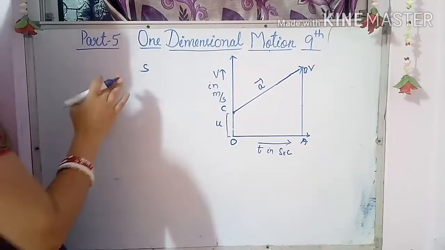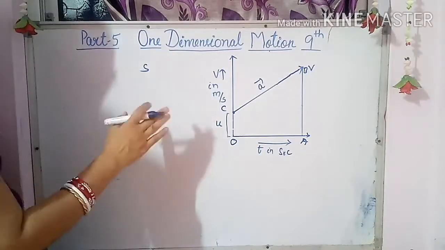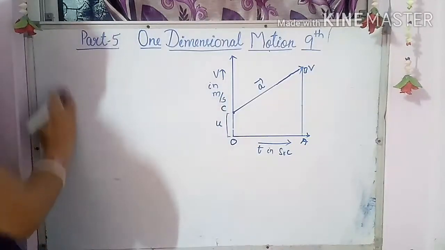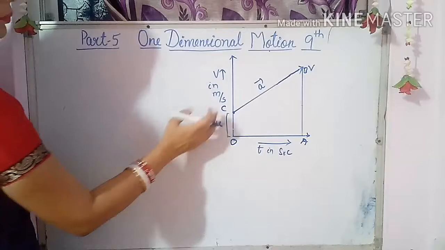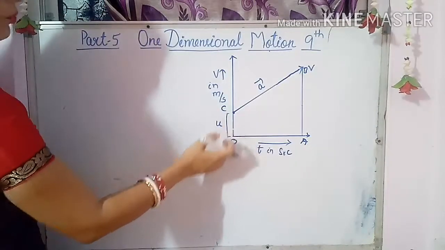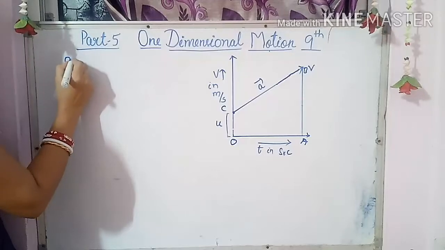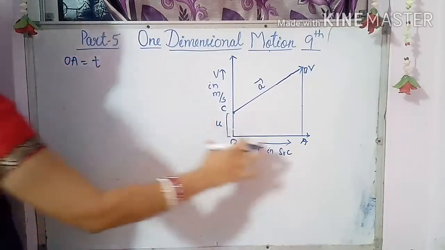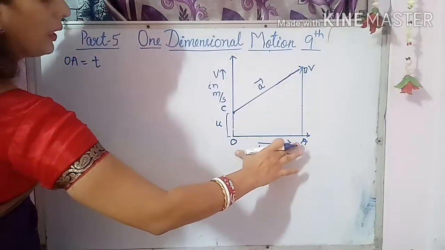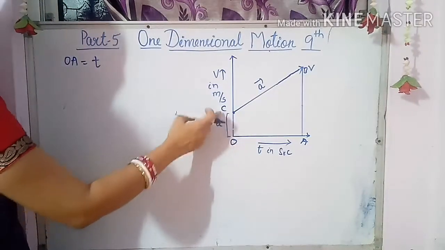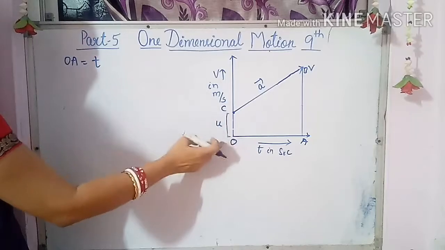Now in these equations of motion, we will apply one by one. So first, let us write all the values. What is the value of OA? OA equals T, as I have told, from here to here it is T seconds. Now where the body starts, that is the initial velocity U.